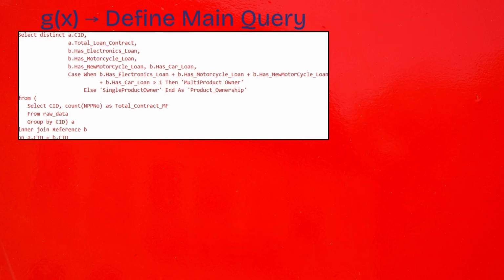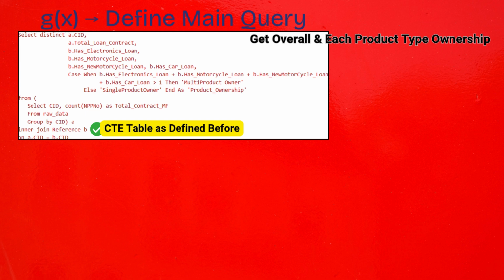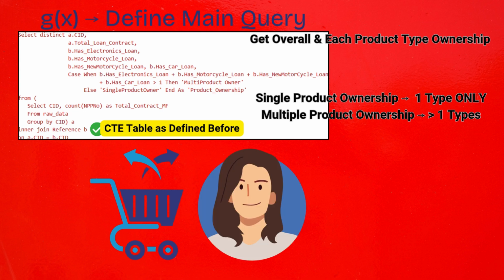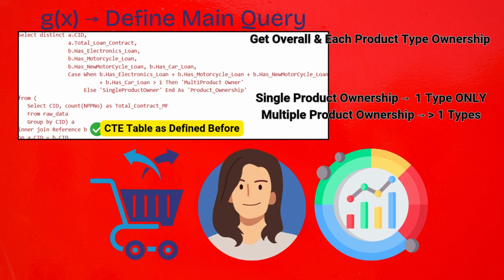In the main part of the query, we calculate the total number of contracts each customer has, regardless of product type. Then, we join this summary with the CTE to combine overall contract count and product ownership. The last step adds a simple business logic rule. If a customer owns more than one type of product, they are labeled as a multi-product owner, otherwise, they are labeled a single product owner. This analysis is useful for identifying cross-sell opportunities, understanding customer profiles, and making data-driven business decisions.